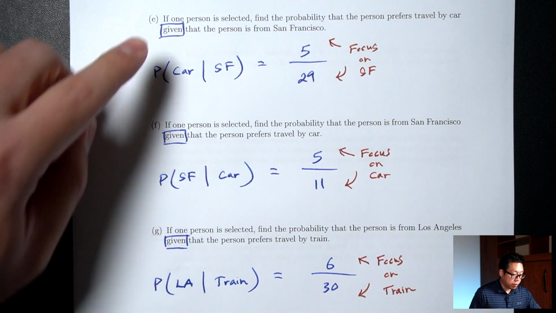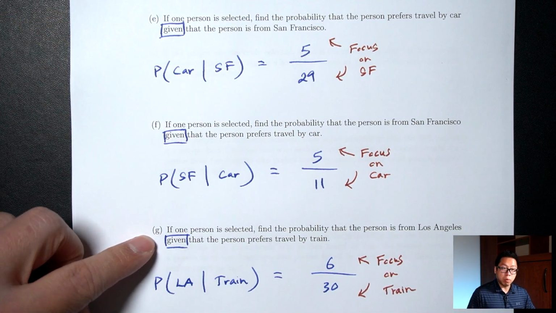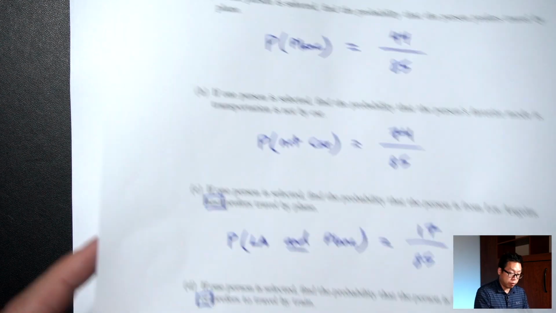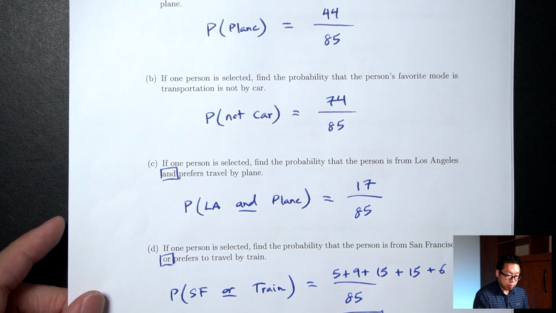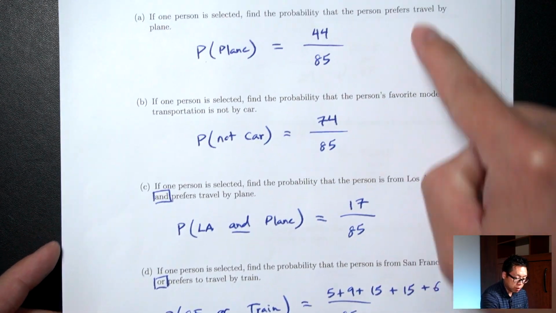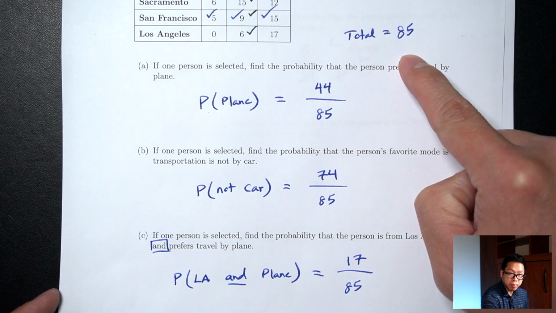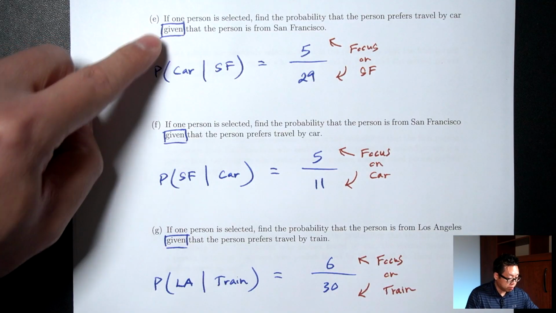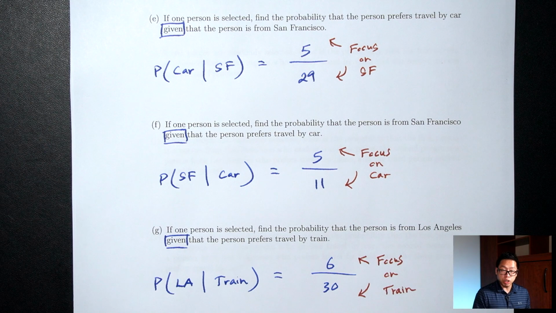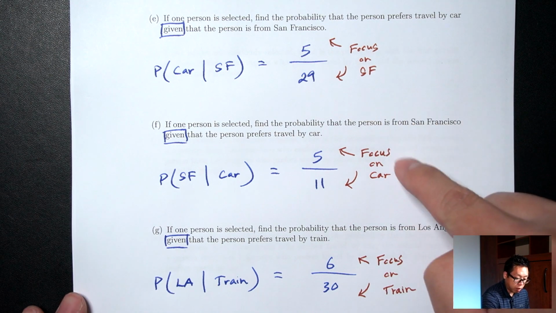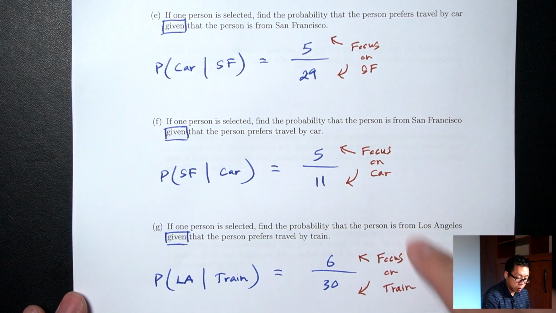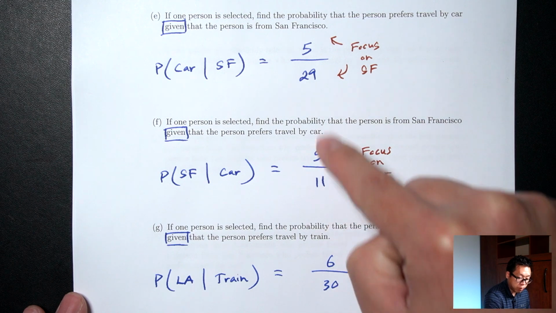As a tip, if you don't see the word given, then we're talking about regular probability like on the front page. And regular probability, the bottom is going to be the total of everybody. If you do see the word given, that means we're talking about conditional probability, which means we have to focus on a certain part of the table, which means the bottom is not going to be the total of everybody anymore.